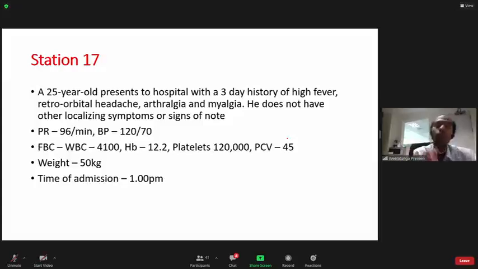The other thing about sodium is you do not give hypertonic saline for correction of hyponatremia unless the patient has symptoms, like unconsciousness or seizures. You do not use it. It's very, very dangerous.